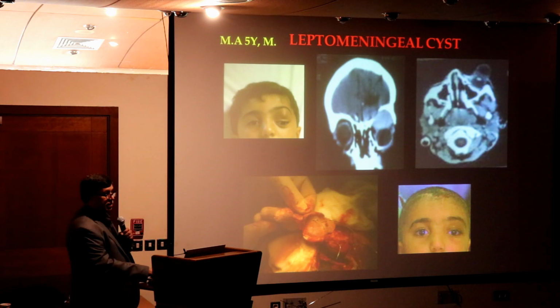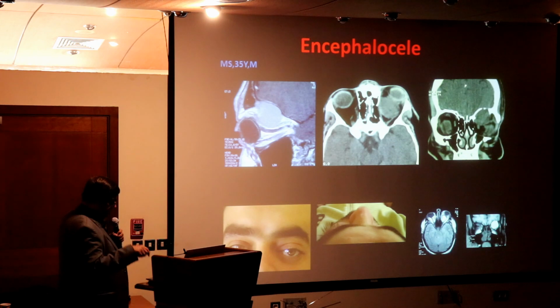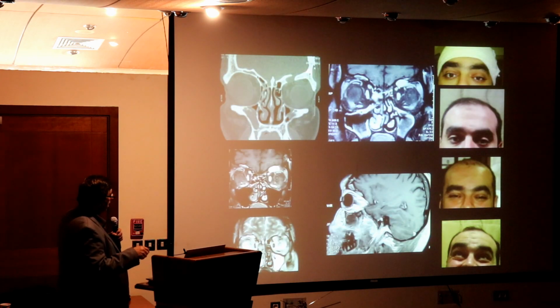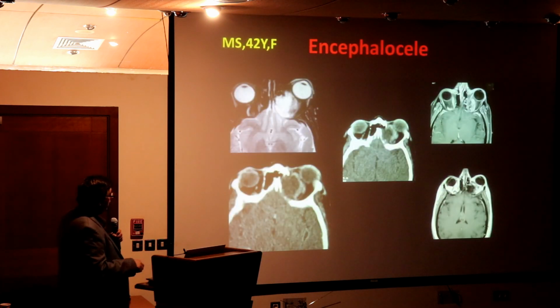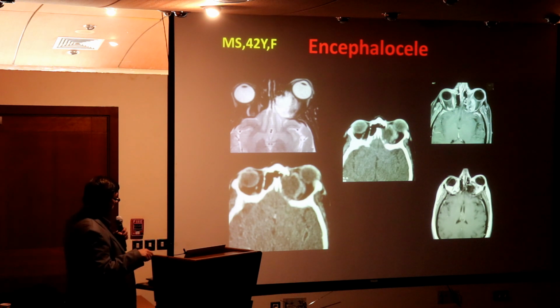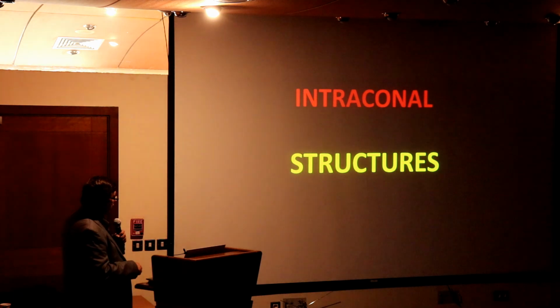Leptomeningeal cyst, or disappearing skull syndrome. Another case, again with trauma. This is a massive mass inside. All this mass was brain tissue going into the orbit. Again, we pulled it out and we repaired it, and the patient did well. Another case of encephalocele, or disappearing skull syndrome. Again, it is presenting as a mass. And this is the post-op, and this is the lady after surgery.